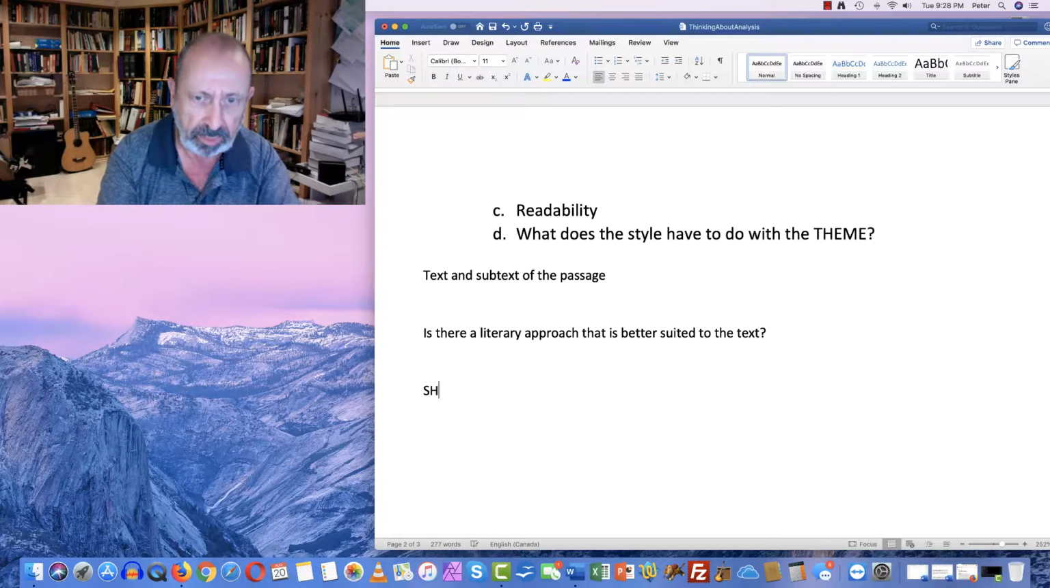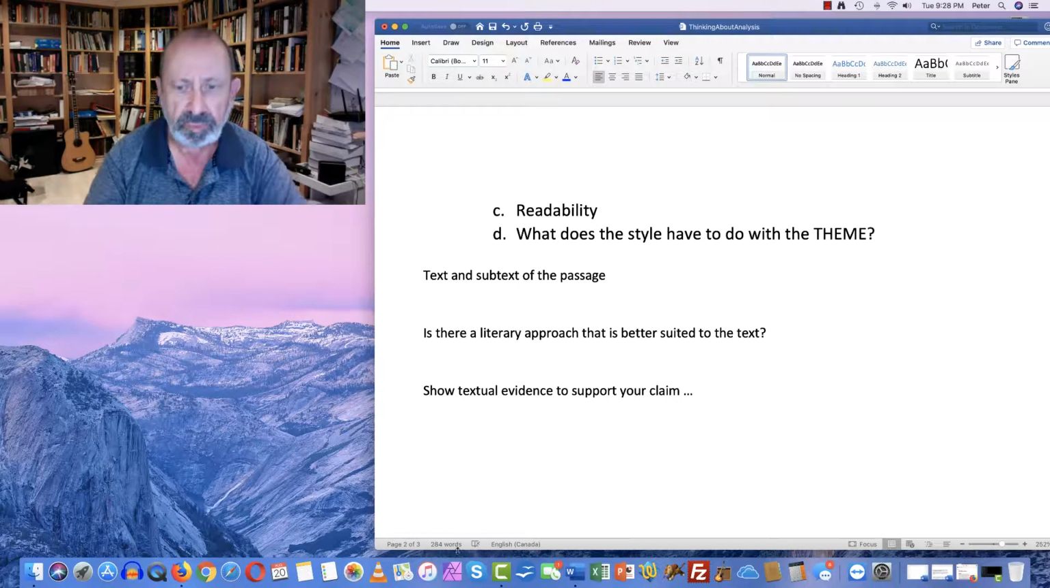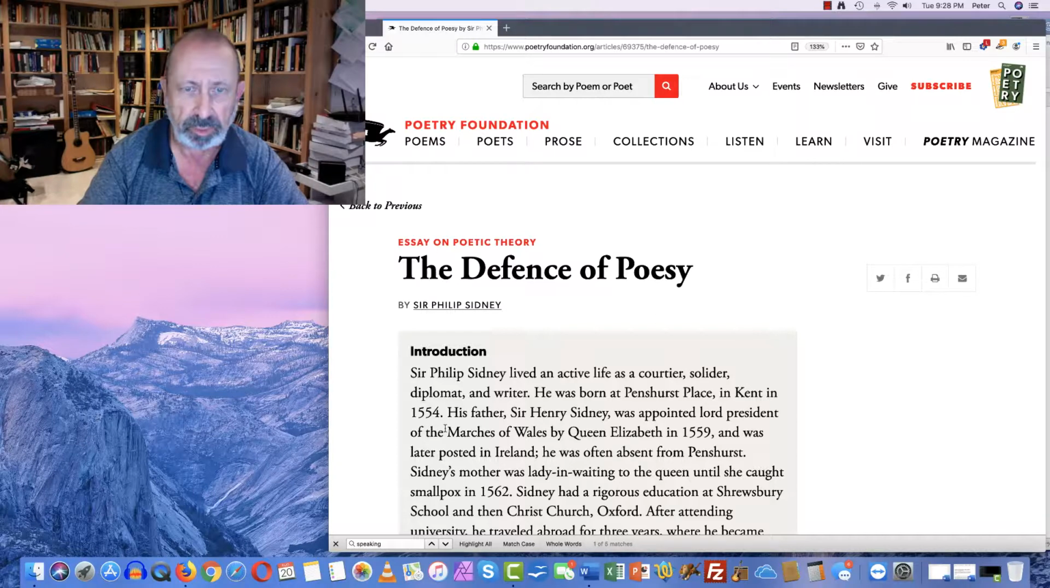The last point I want to make in analysis is that you have to show textual evidence to support your claim. So what do I mean by that? Well, I'm just going to show you. I've got a passage here from Sidney, and we start with the title. The title is called The Defense of Poetry, which basically means that this implies that this text is a response to an attack against poetry, where Sidney feels that he has to defend this particular form of English literature.